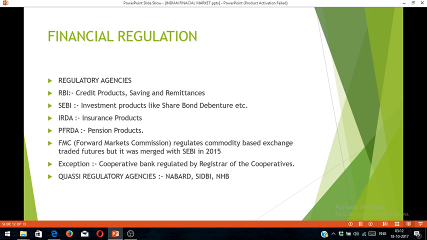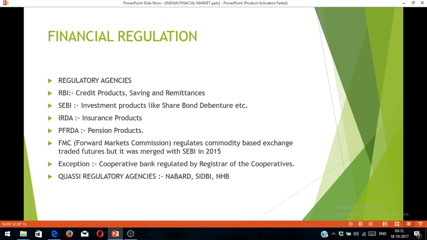Second is your SEBI, the Securities and Exchange Board of India. So SEBI only regulates investment products. Whatever investment we are doing, like we are investing in mutual funds, we are investing in shares, we are investing in the capital market. Some individuals are investing in bonds, some firms are investing in debentures. So whatever investment we are doing, these all are controlled by the Securities and Exchange Board of India. So SEBI only controls investment products.